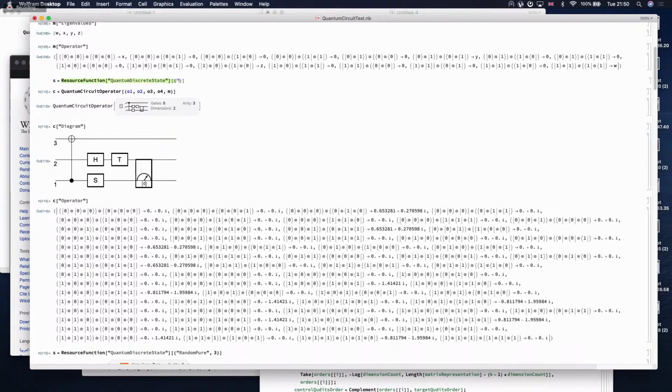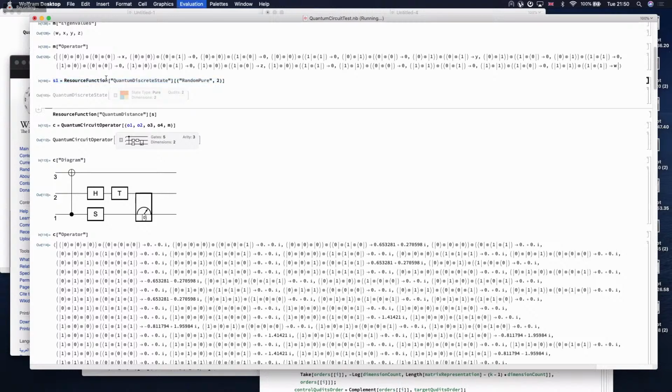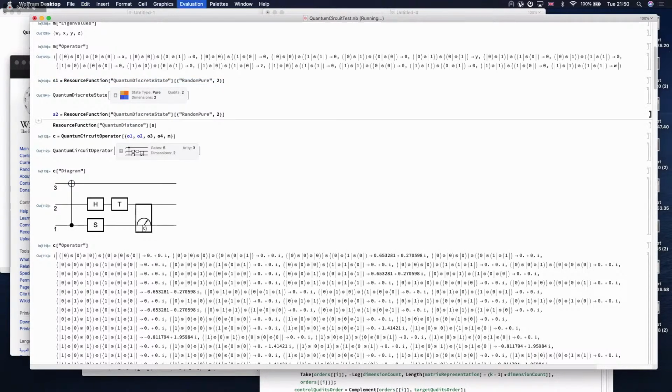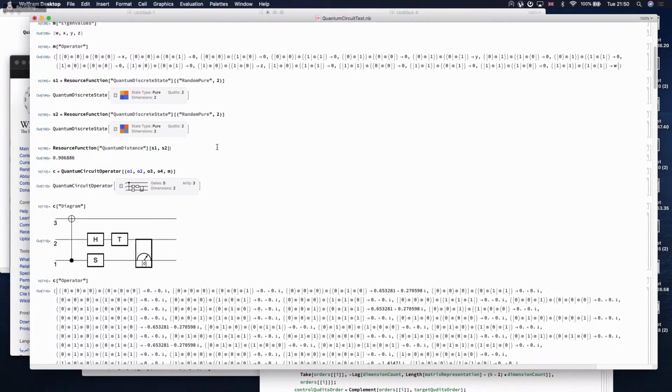So if I create a 2-qubit random state like that, there are various distance measures that I can use. If I took two such states, I could ask, what's the distance between these two states in Hilbert space? It gives me the concurrence distance. I could also ask for the trace distance or the fidelity distance. I think I can ask for the relative entropy distance, which may or may not be defined. Oh yeah, it is defined.